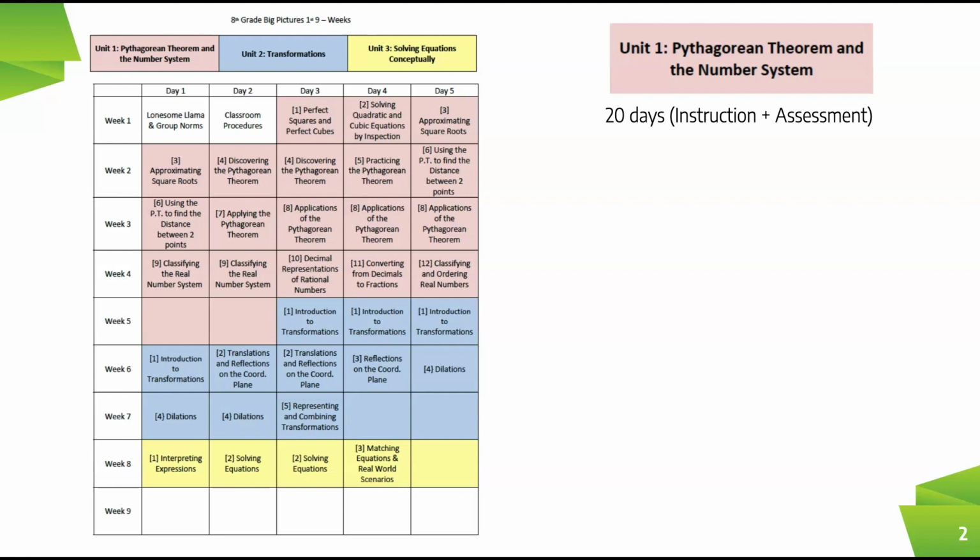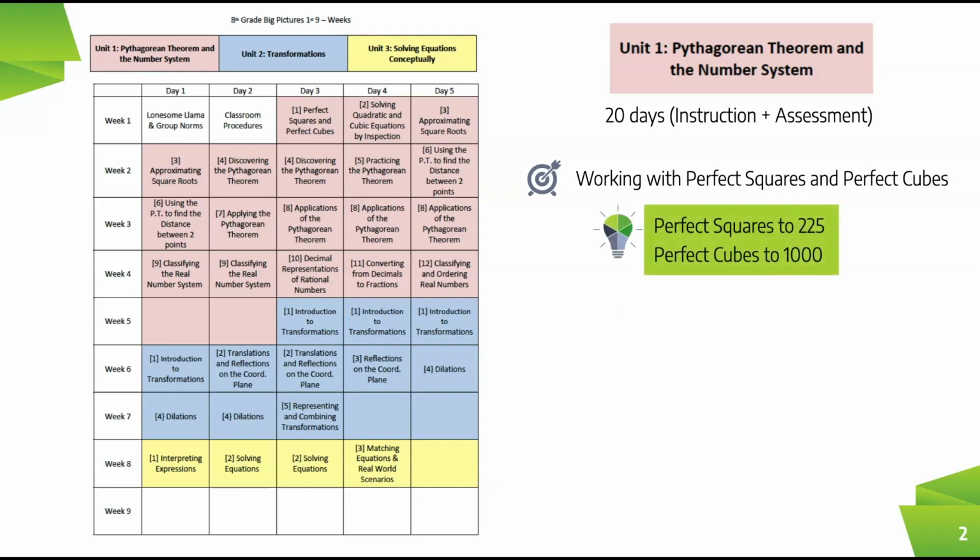This unit is 20 days, which includes time for assessment. This unit begins with working with perfect squares and perfect cubes. In the 2019 Math 8 course of study, exactly how far students need to know perfect squares and perfect cubes to is defined. So students only need to know their perfect squares up to 225 and their perfect cubes up to 1000.